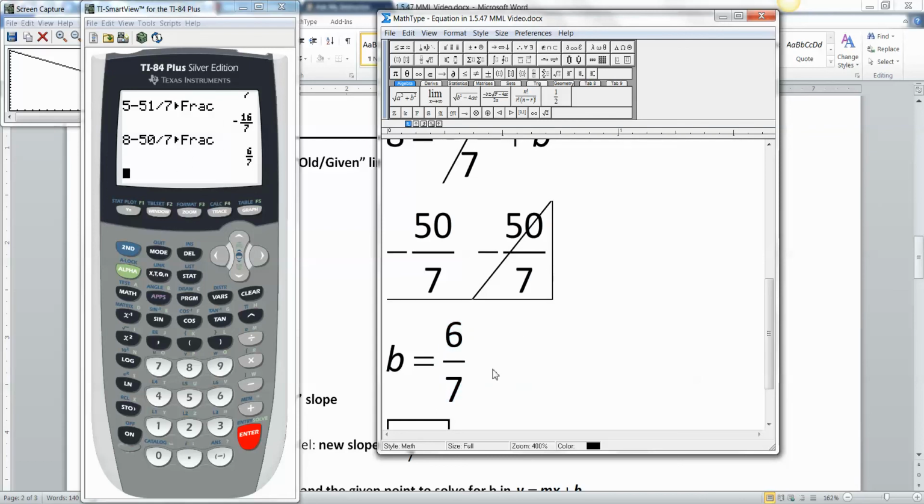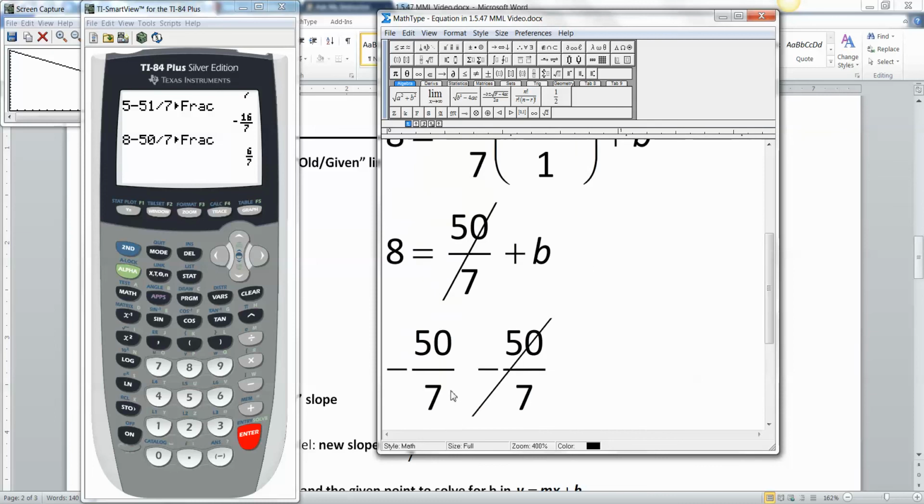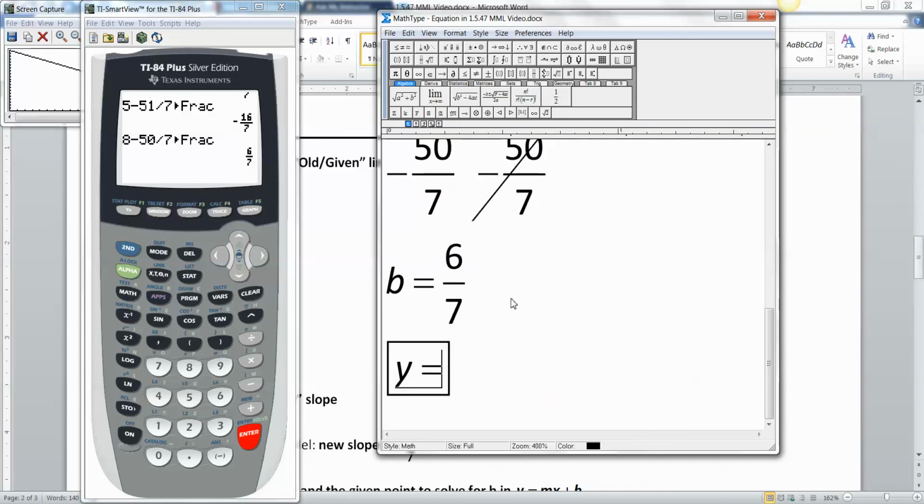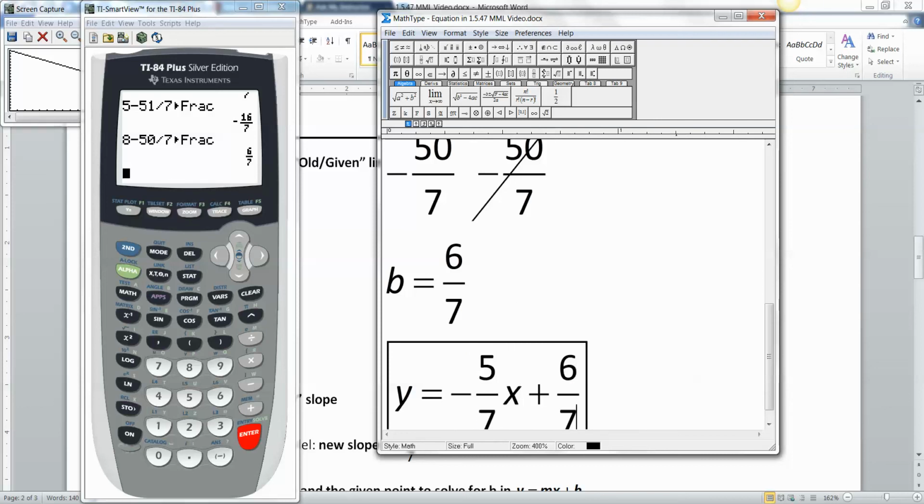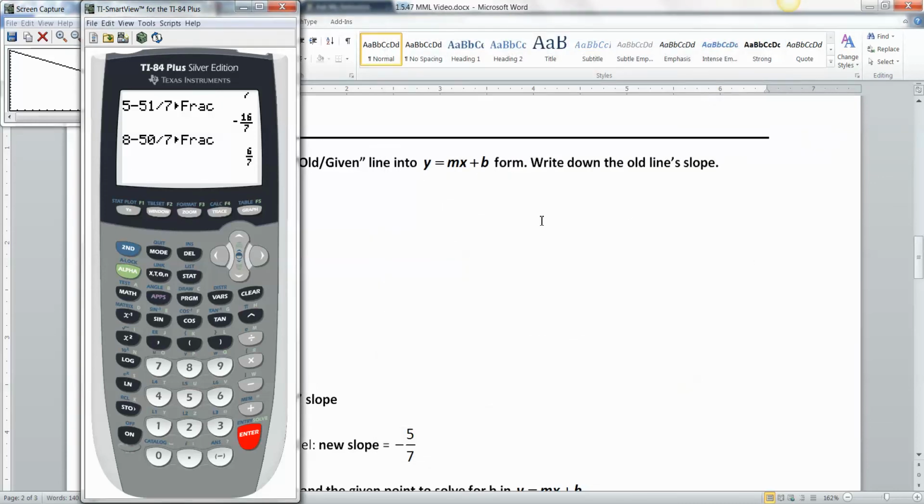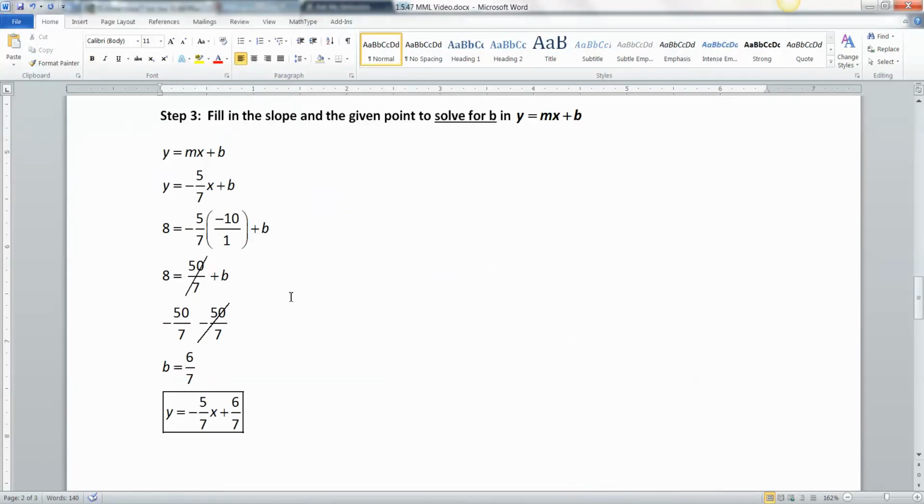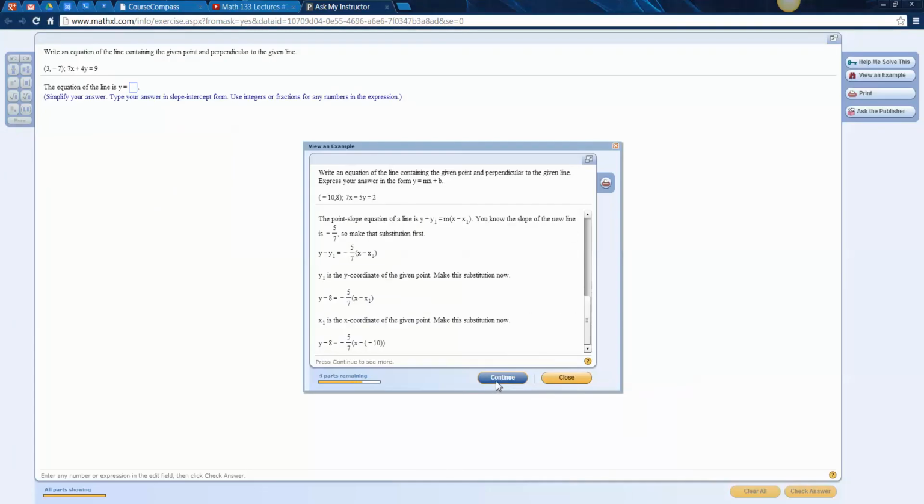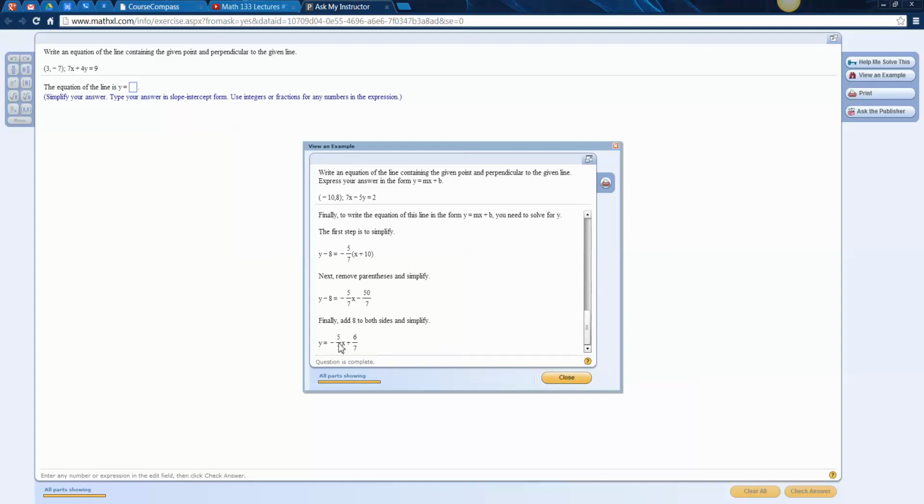There it is. Again, the goal of this course isn't necessarily fraction work. So then you have to write it out. So you have to go, okay, I have negative 5/7 x plus 6 over 7. There's my equation. Done. All right, so let's double check ourselves right here. And they do it kind of a different way with this example, but I don't really like it. I prefer the mx plus b thing. And there you go. There's the final answer. Negative 5/7 x plus 6 over 7.